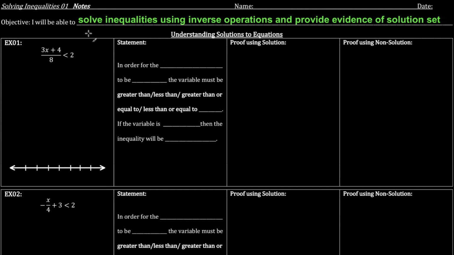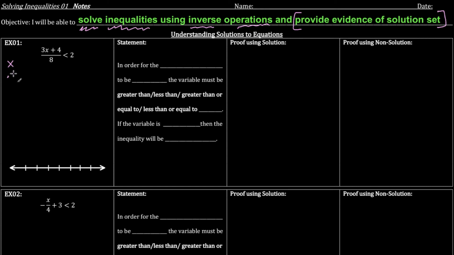So in this lesson, we are going to solve inequalities again using inverse operations, and we're going to provide evidence of the solution set. So basically evidence that our solutions are true, really. So we have 3 times the number plus 4, divided by 8, is all less than 2. So let's start with this.